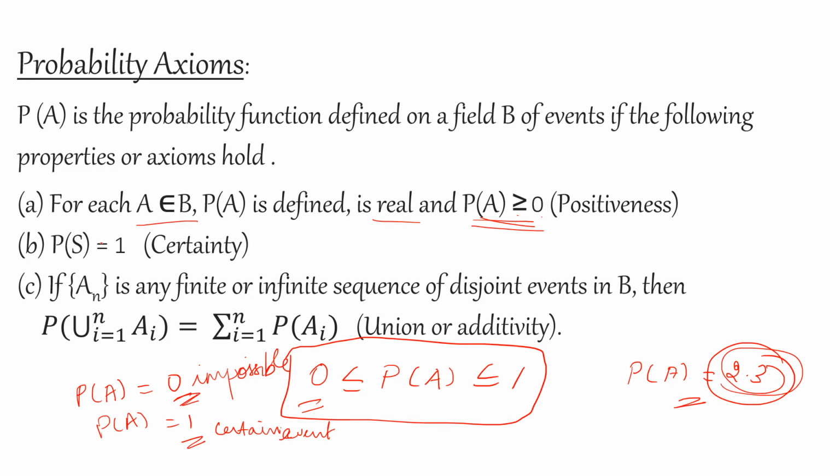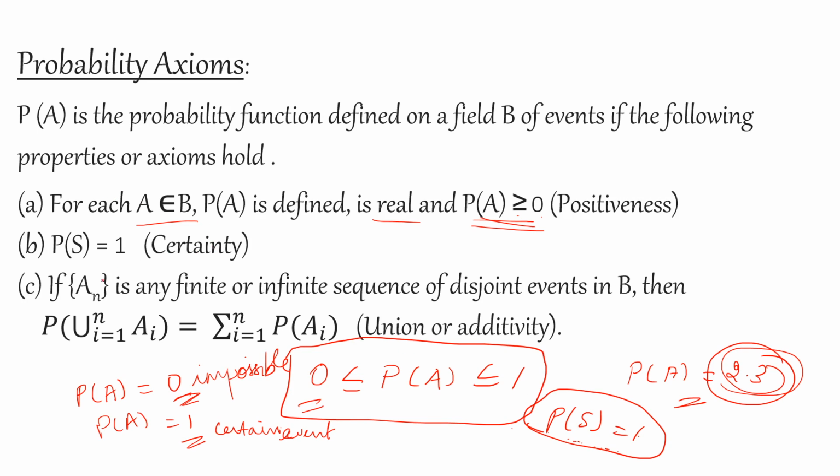Right. Similarly, the next one: the probability of the sample space is always 1, because we are considering all the possible outcomes. Either this or that, the total probability is always 1. This is going to be useful in your random variable topics. So the total probability is always 1 only.